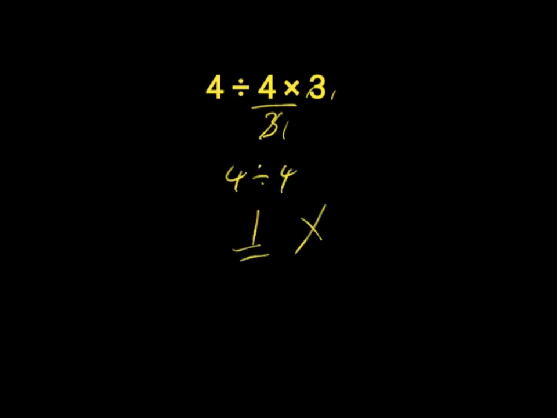1 is the wrong answer to this question because division and multiplication have equal priorities. We must work from our left to our right. Let us solve the right answer to this question.